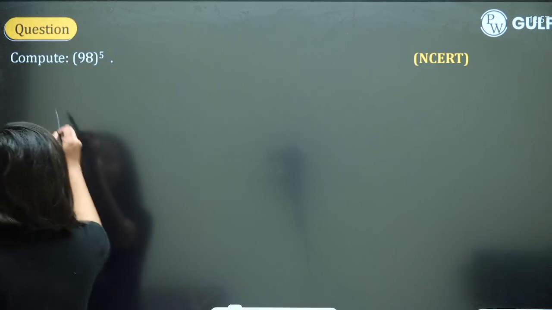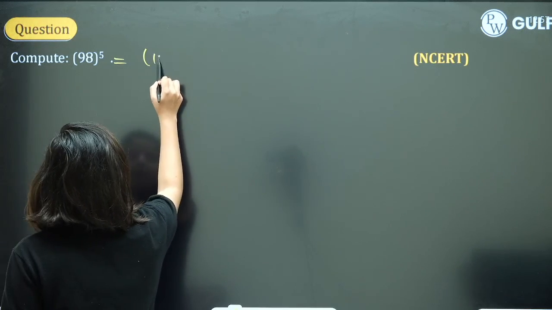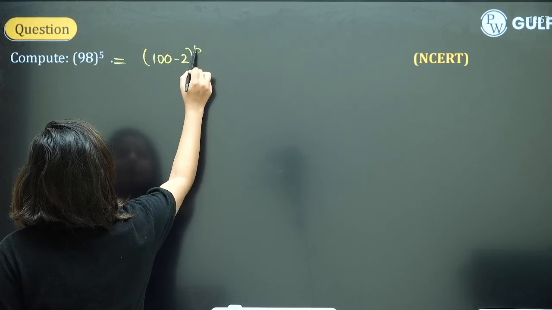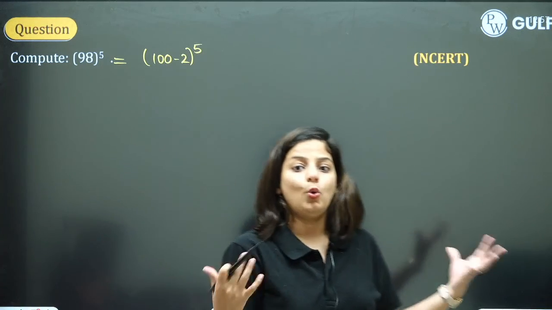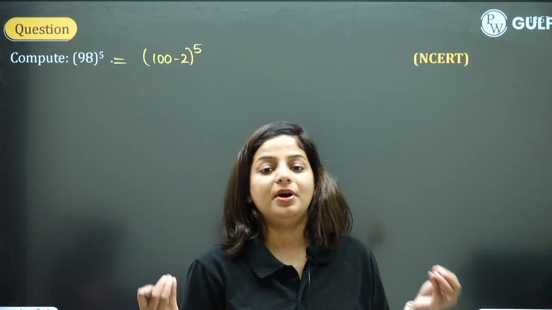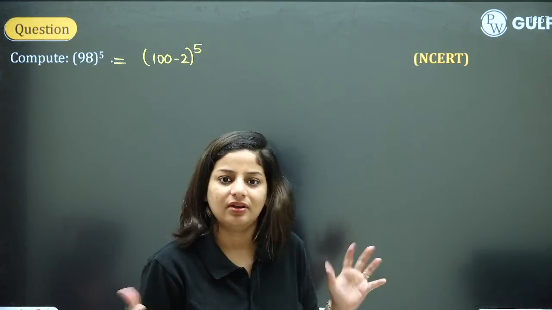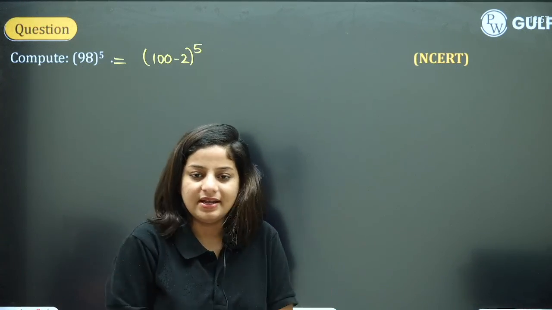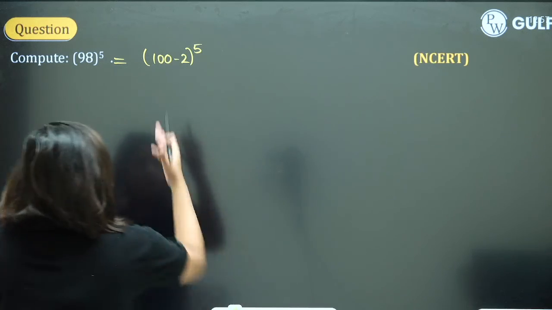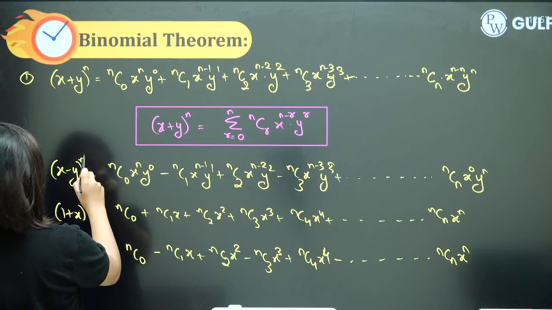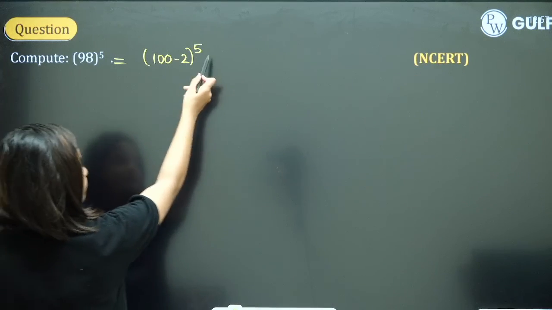Let's compute 98 the whole raised to 5. Now, can I write it as 100 minus 2 the whole raised to 5? You have to write the nearest known number to you, the nearest number which is known to you and which is easy to calculate. 100 is a number whose powers are easy to calculate. And use the formula. Which formula will you use? Ma'am, we will use the second formula, x minus y the whole raised to n.